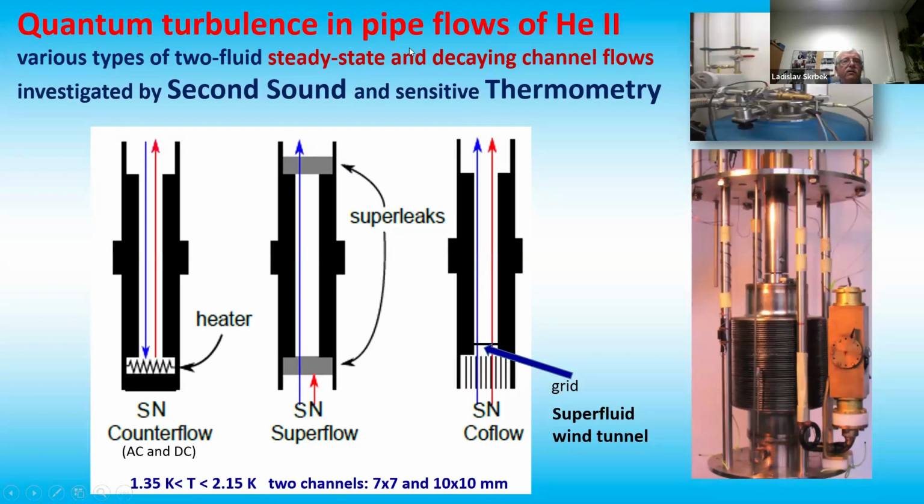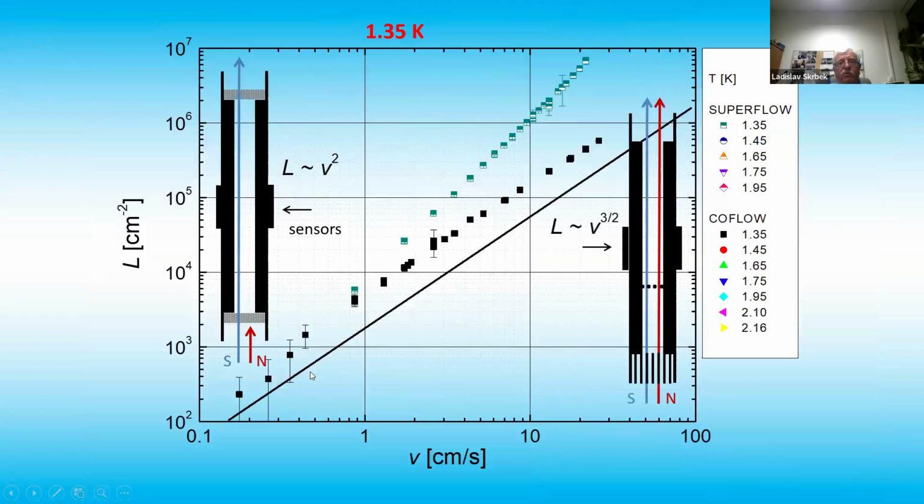And we did that by investigating using second sound and sensitive thermometry. The beauty of it is that in the same channel, you can create different kinds of flows. You can create counterflow if you have a heater here. You can create superflow if you have superleaks here and there, so only the superfluid can go through and make a through flow through this channel. Or you can have a grid or just some kind of honeycomb, and you can have a co-flow.